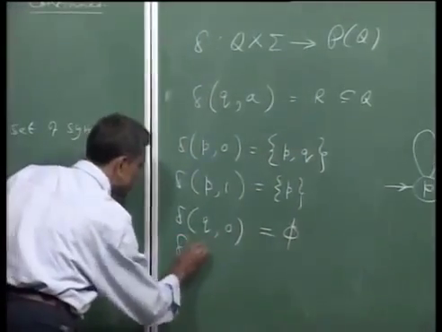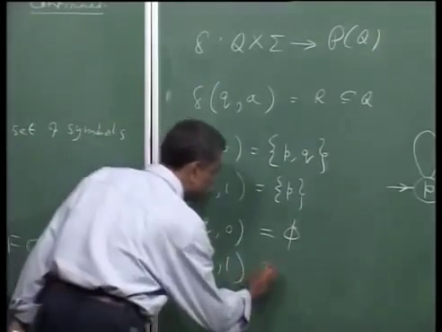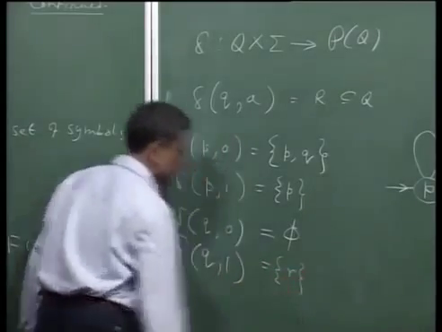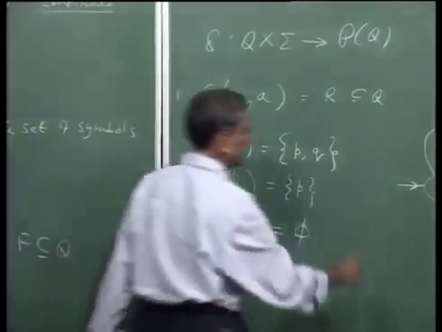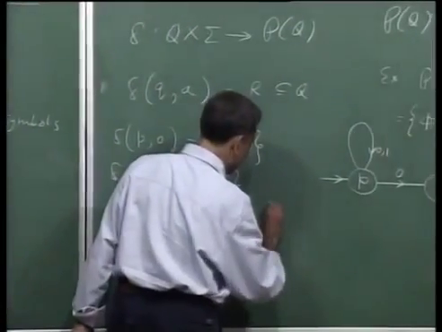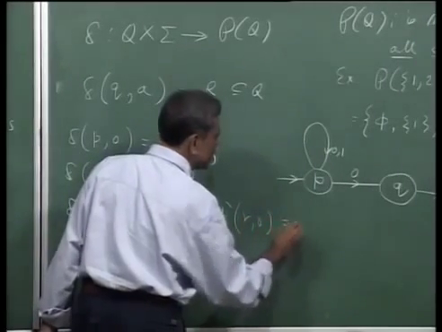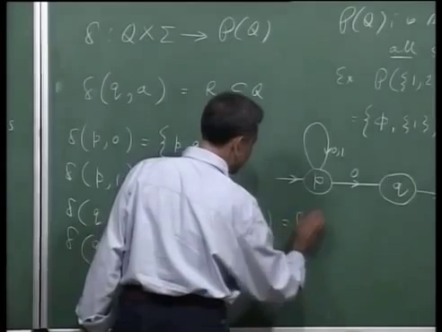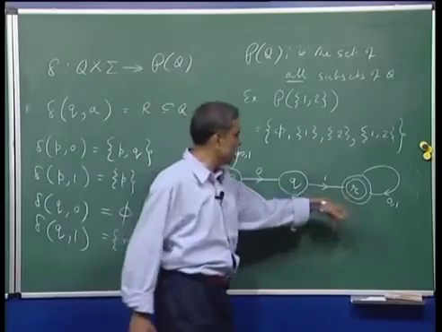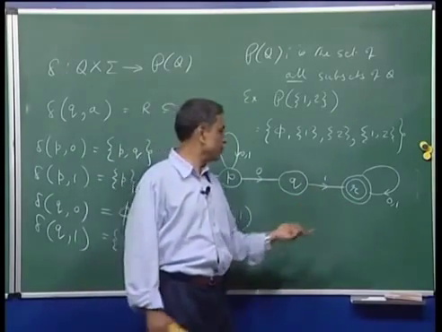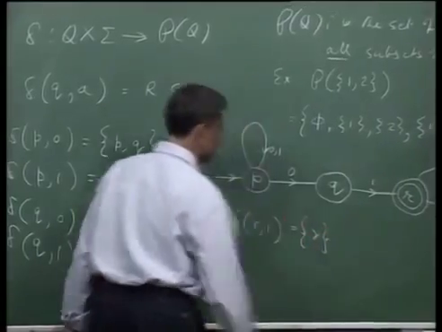And similarly, you can write delta of Q, 1. Delta of Q, 1 is only the set consisting of the state R. And to complete our description for this case, delta of R, 0 as well as delta of R, 1: once the machine is in state R, it does not matter whatever the symbol is, it remains in the state R. So, this is {R}.